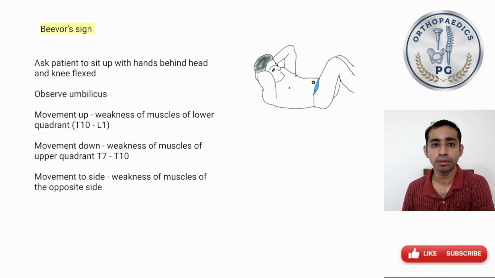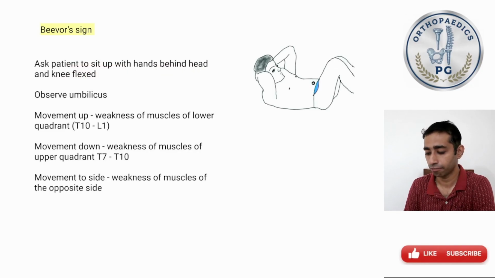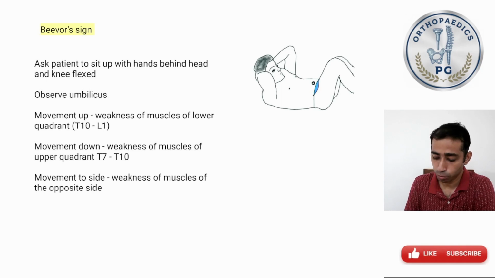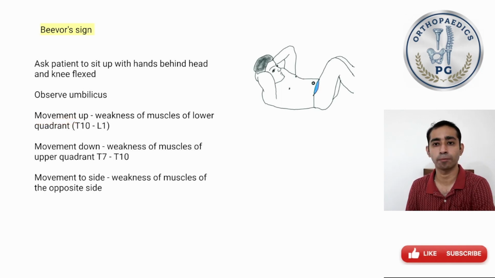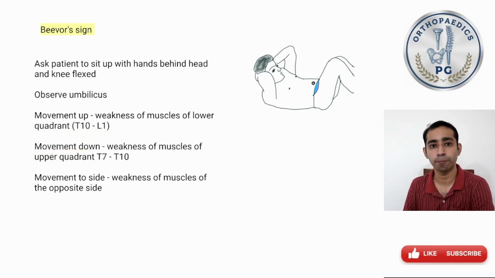We also have to know about the Beevor sign, which is used to assess the strength of the abdominal muscles. Here the patient is asked to sit up with hands behind the head with knees flexed, and we observe the umbilicus. If there is no weakness, the umbilicus should stay in the center in its own place. If it moves up, it shows weakness of the lower abdominal muscles, so the upper abdominal muscles are pulling it up. The lower abdominal muscles are T10 to L1. If it moves down, it shows weakness of the upper abdominal muscles, which are supplied by T7 to T10.